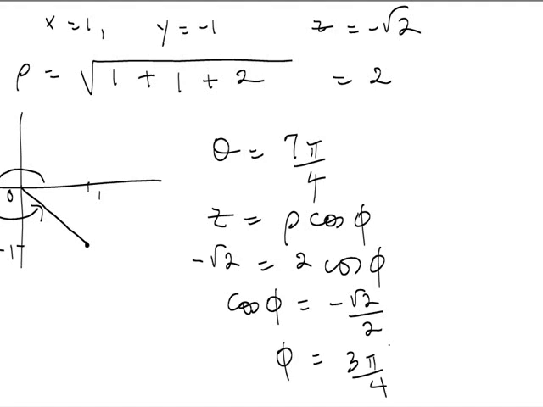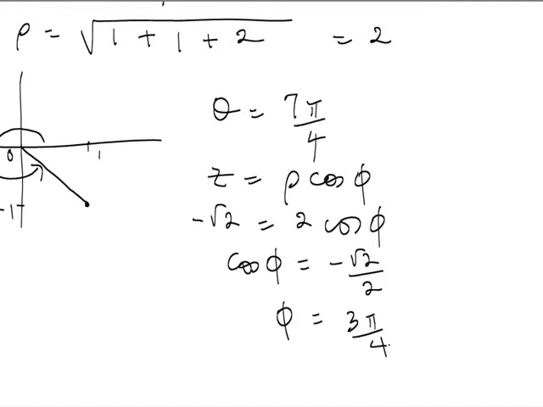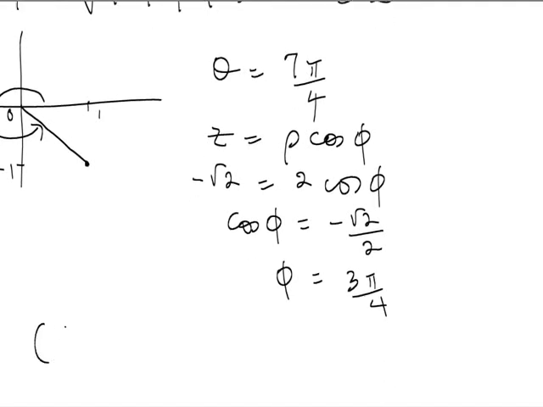And so your spherical coordinates would be 2, 7 pi over 4, and 3 pi over 4. Done. Any questions?